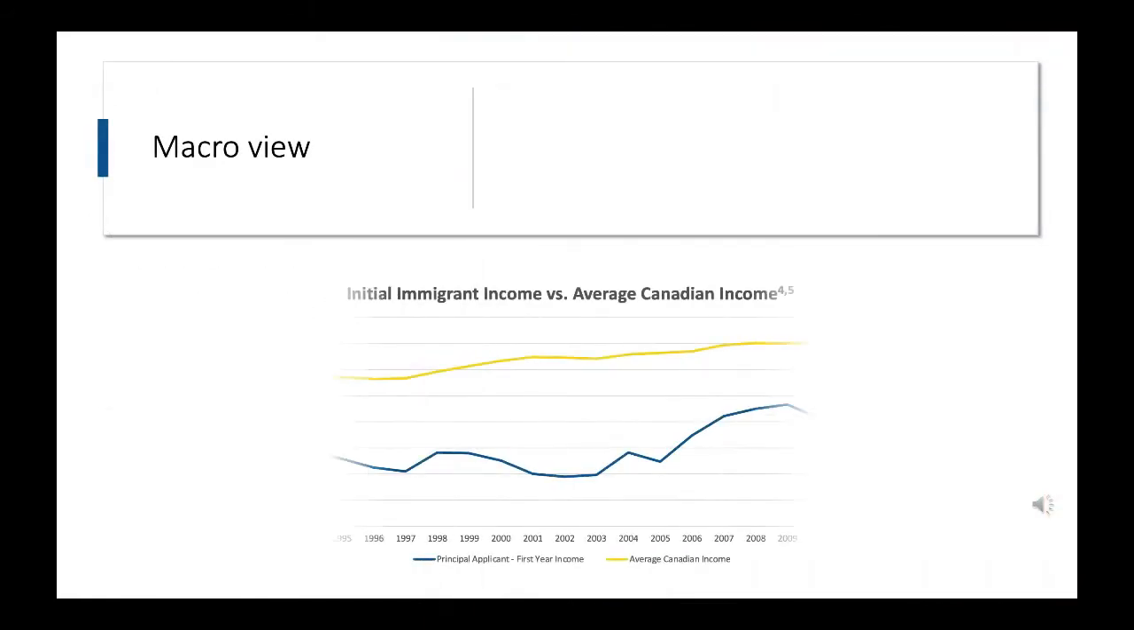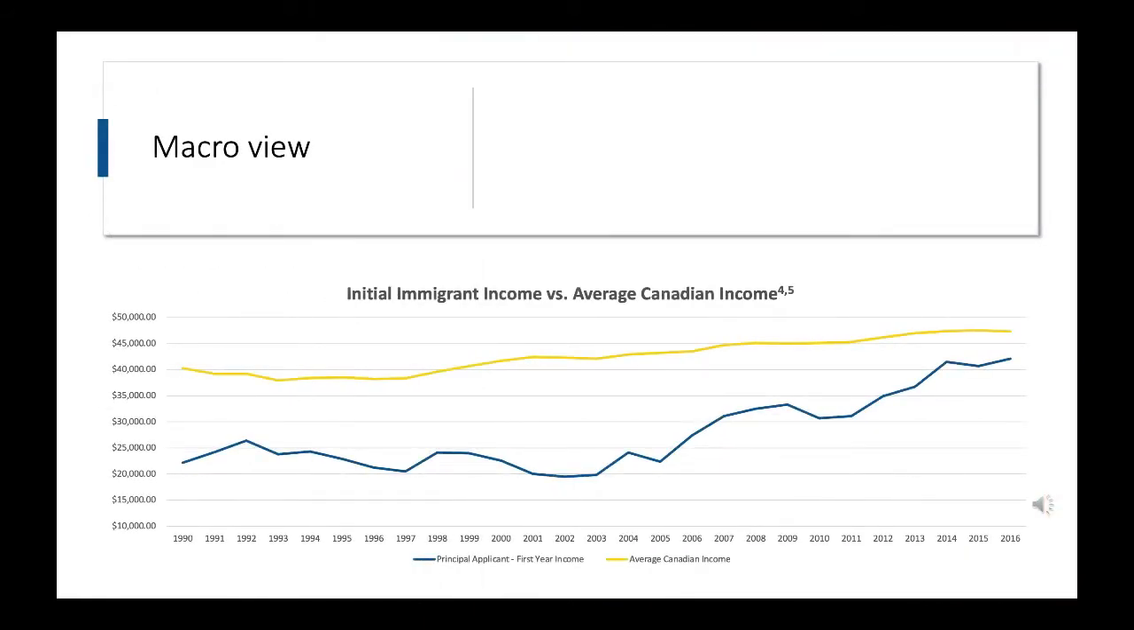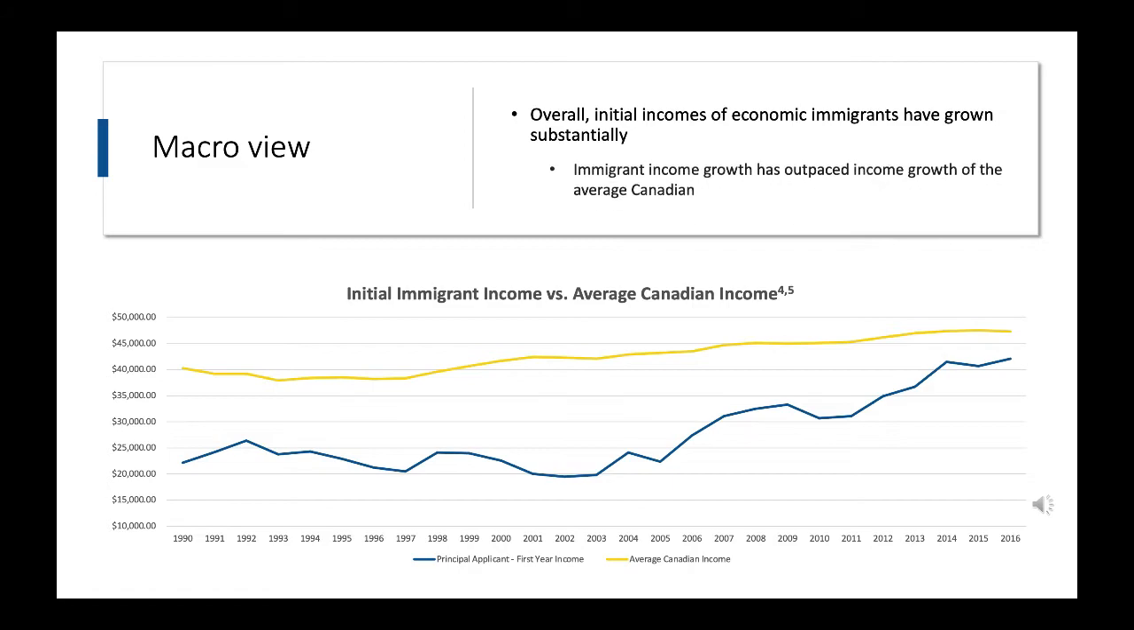As Canada is focused on economic immigration, we wanted to look at the income levels of immigrants in Canada to see if there were any improvements in income levels based on this focus. From 1990 to 2016, principal economic immigrants saw an income increase of 90% in average income compared to the 17% by non immigrants.